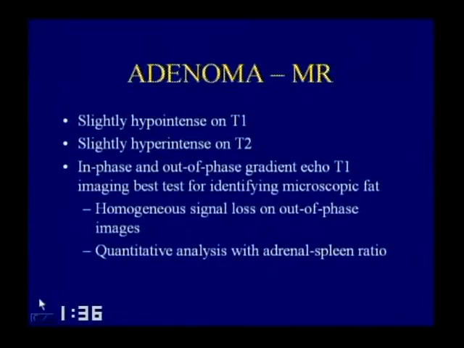On MR, these things will be a little dark on T1, a little bright on T2, but the best test is the in-phase and out-of-phase gradient echo imaging. This is the most sensitive test for detecting microscopic fat. It's also been called phase shift imaging. And what you are looking for is homogeneous signal loss throughout the gland, indicative of a microscopic fatty component.